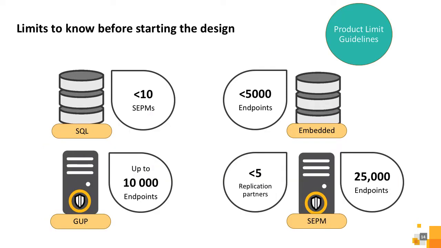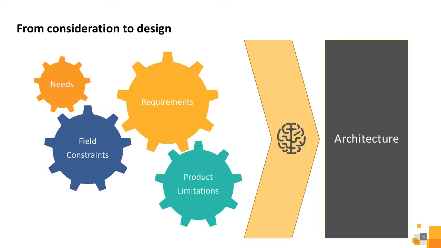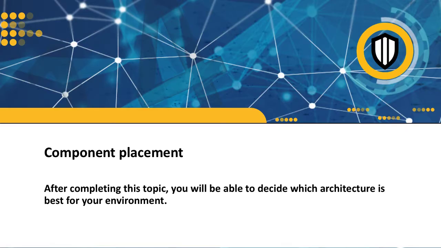Some general product limit guidelines are shown in the slide. These numbers are provided as a guideline only, as actual limits will vary according to hardware used, heartbeat frequency, content updates, and deployment methods. For more information, see the Symantec Endpoint Protection, Sizing and Scalability Best Practices White Paper. By defining these different considerations, you are able to prioritize what is important when designing architecture that meets the needs of your environment. This is the component placement topic.